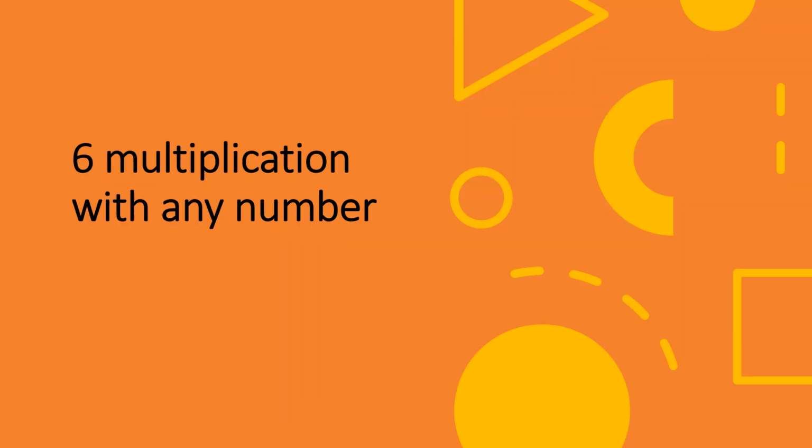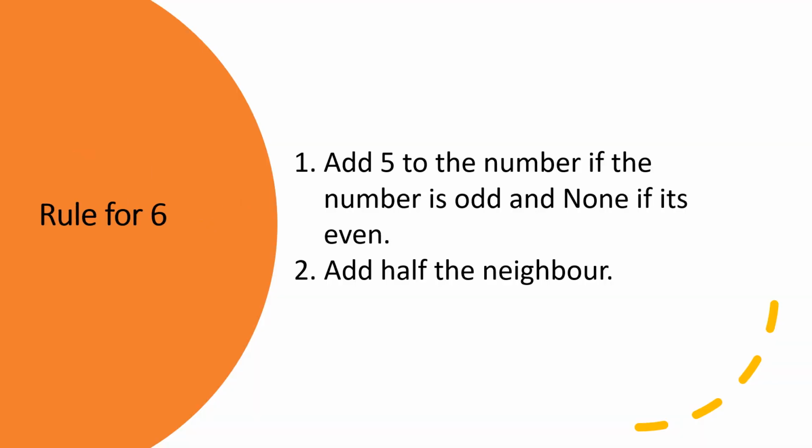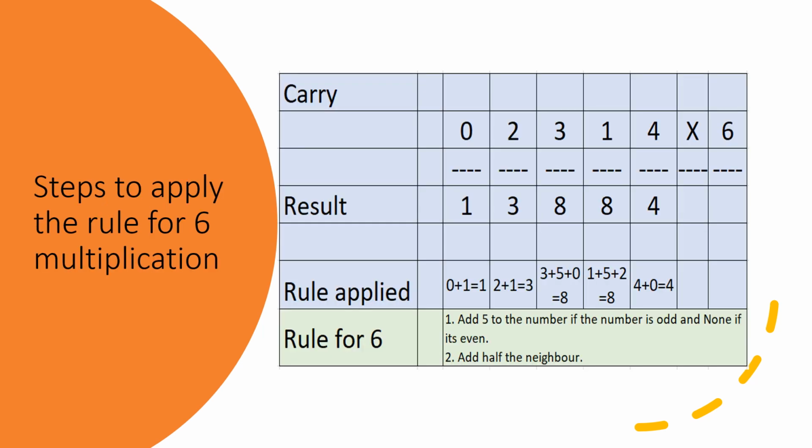Let's begin with 6 multiplication with any number. Here the rule for 6 is: add 5 to the number if the number is odd and none if it's even, and then add half the neighbor. Let's take an example of 2314 into 6. I'm going to start with the digit 4, from the rightmost. Here the rule that we need to apply is: add 5 to the number if the number is odd and none if it's even.